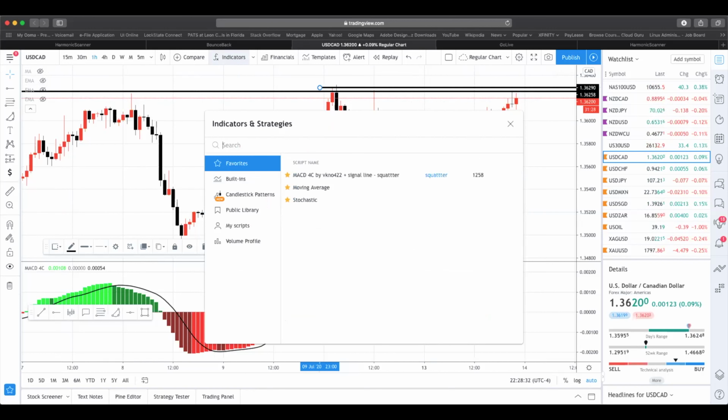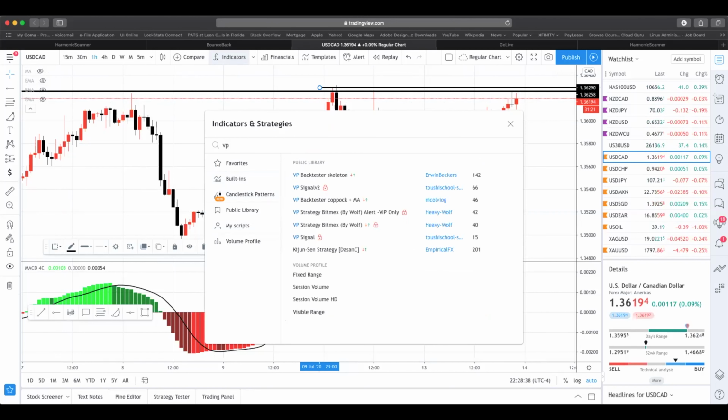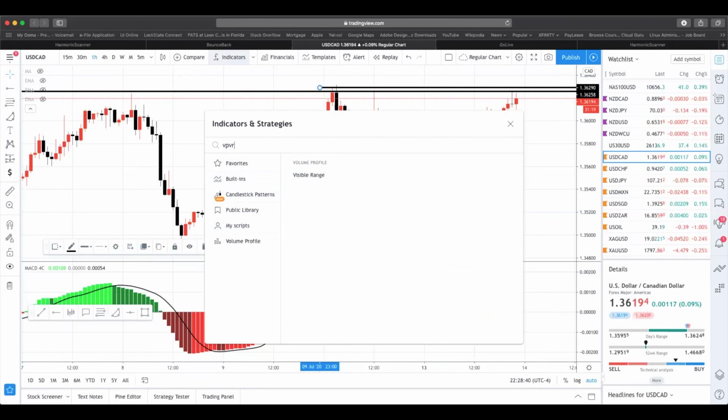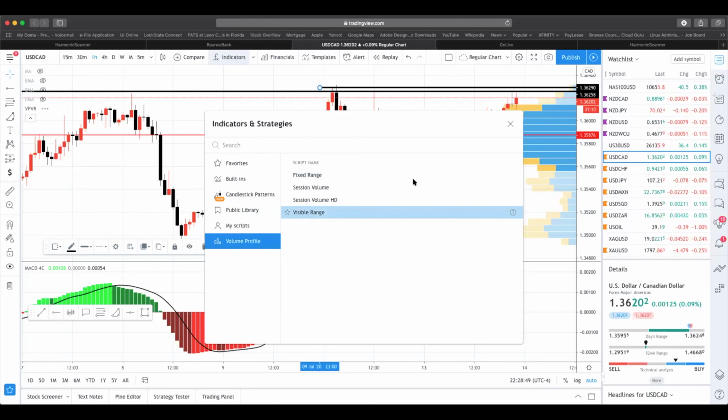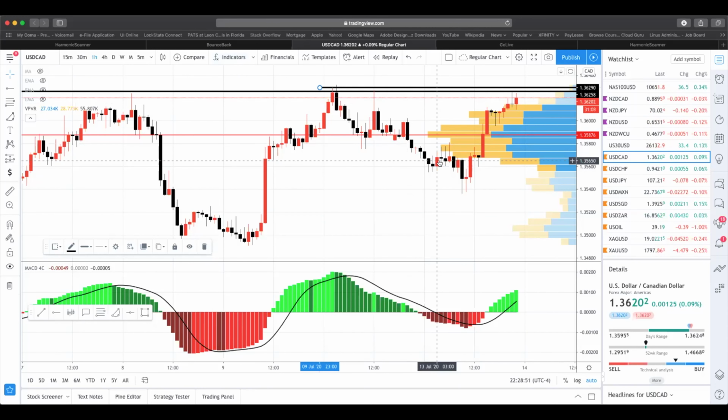Now, where is my indicator? Let me see. What's my volume indicator? I had a nice volume indicator on here. Or they'll do fixed range. Let's just do that one. There you go. Boom. That's what they do.